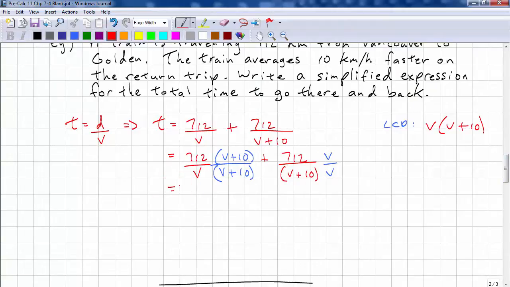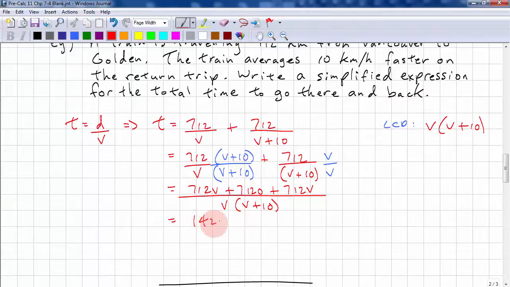Now we expand the numerator. We get 712V plus 7120 plus 712V. And this is all over V times V plus 10. And we combine like terms. We get 1428V plus 7120 all over V times V plus 10.